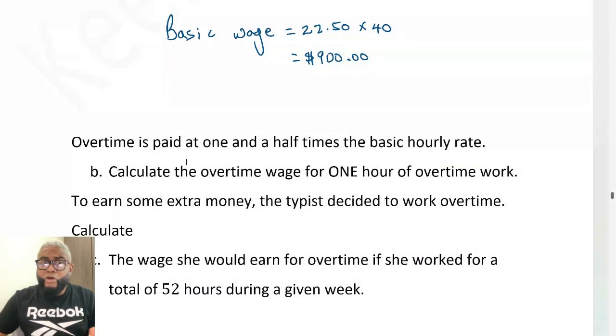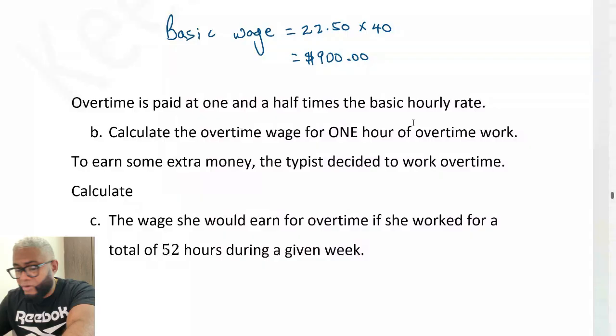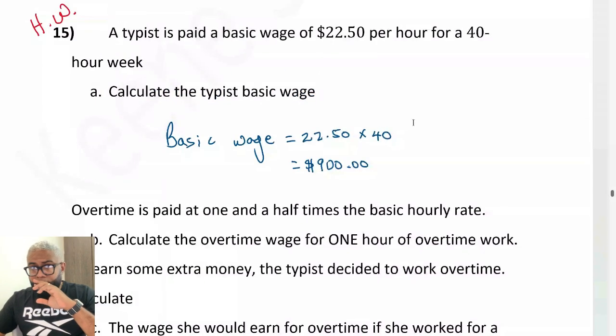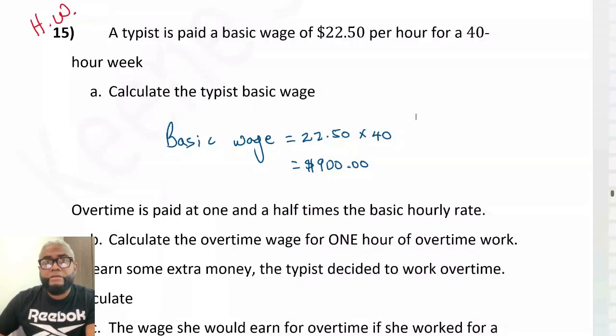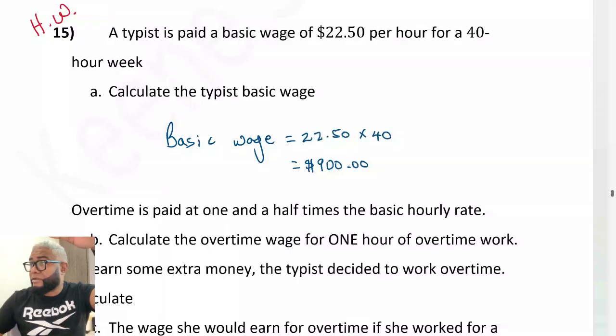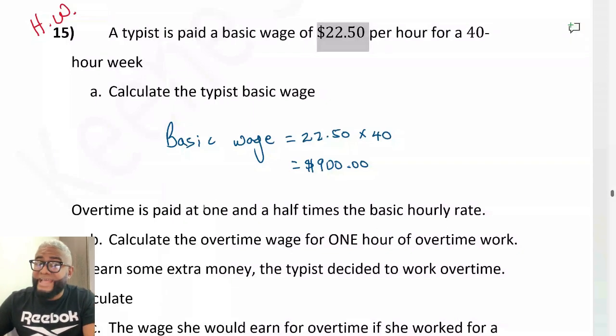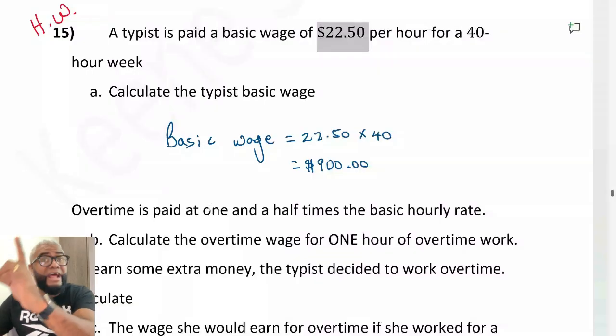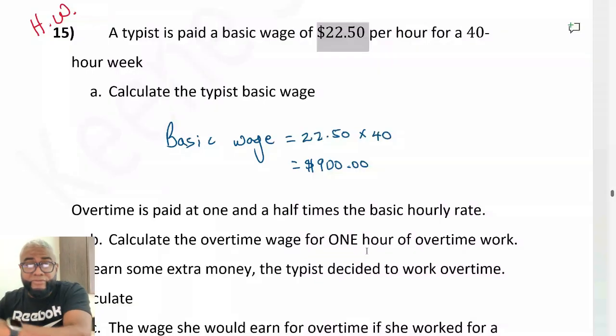Right, simple stuff. Overtime is paid at 1.5 times the basic hourly rate. Right, good. So understand the terminology. Basic hourly rate is how much you are paid per hour. Okay, so they said overtime is paid at 1.5. Time and a half is 1.5 times the basic hourly rate.